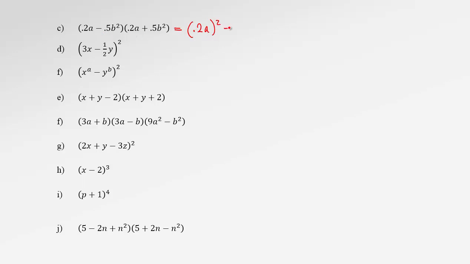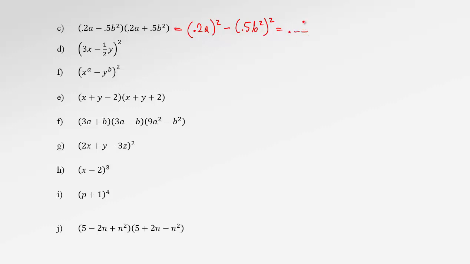Okay, and then it's minus the last term squared, so 0.5b squared, which will be squared. So now, how do we square 0.2? Remember, when we multiply decimal by decimal, we place the decimal dot in the product by counting the total number of decimal places in both factors. So in this case, 0.2 times 0.2 will be point and then 2 places.